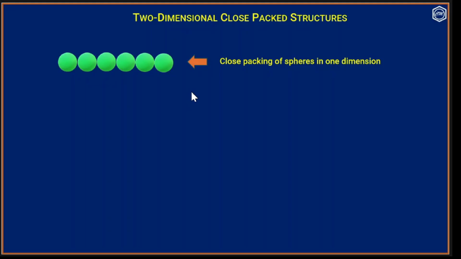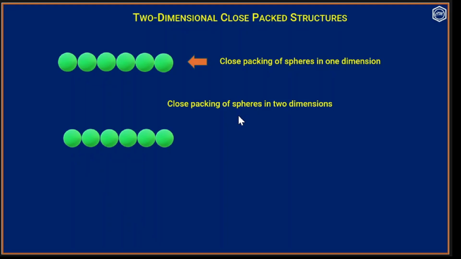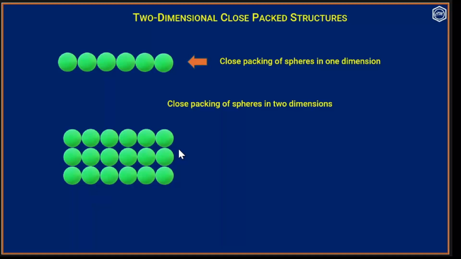The second step is making close packing in 2 dimensions, and this can be done in 2 ways. In one case, the second row may be placed in contact with the first such that the spheres of the second row are exactly below those of the first row. The spheres of the 2 rows are aligned horizontally as well as vertically. If we call the first row A type, the second row is also A type. We place more rows to obtain an A type arrangement.